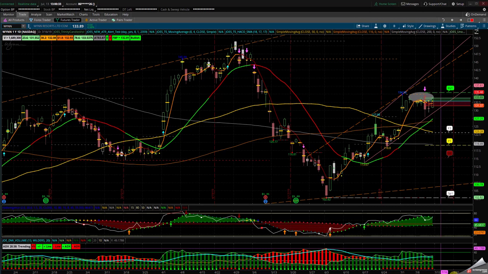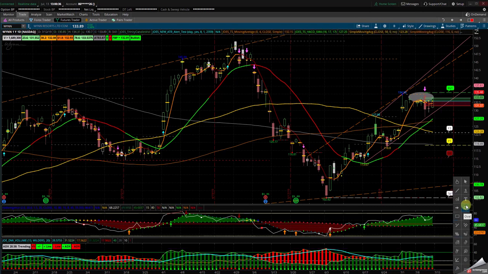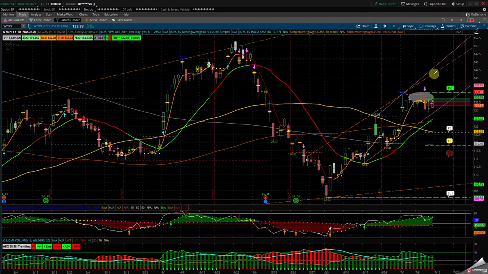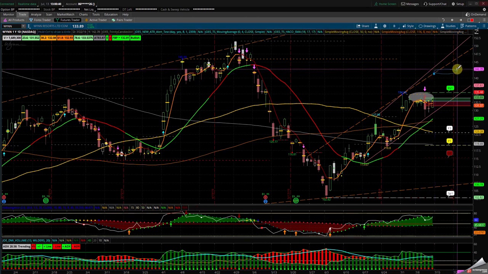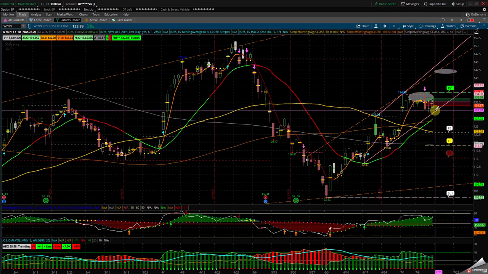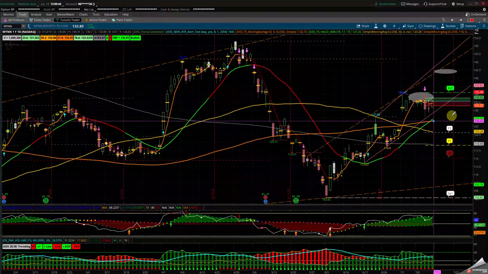If you fail the channel, look for the 18 SMA to purchase Wynn. If it breaks out, look for this target. If it breaks down, look for the 18 and the 116 SMA to buy back.